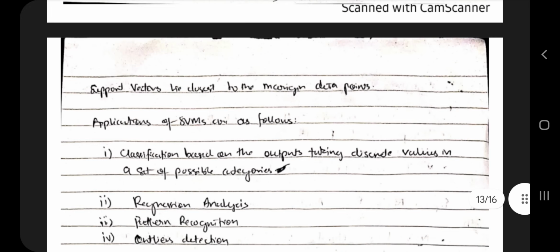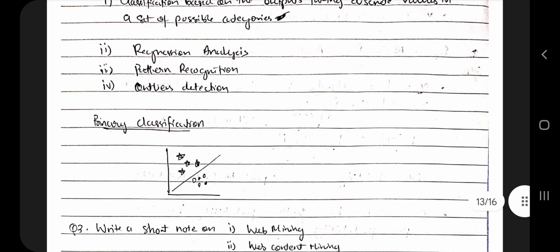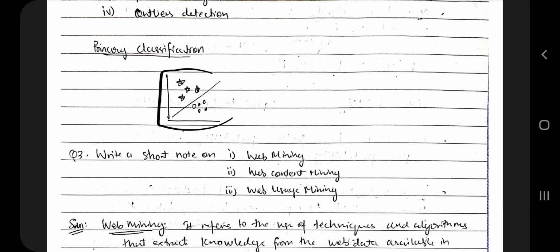By using this, we can classify the item, hence it is called support vector machine. Okay, so some of the applications of SVM are as follows: classification based on the outputs, regression analysis, pattern recognition, outlier detection. Binary classification can be done as follows: just a single line will be sufficient.